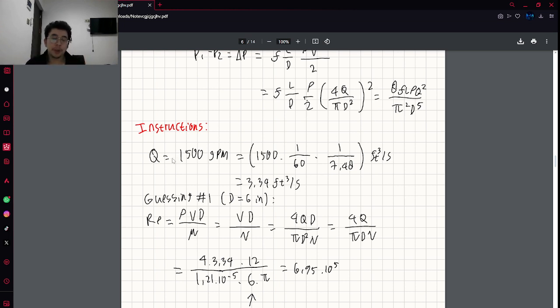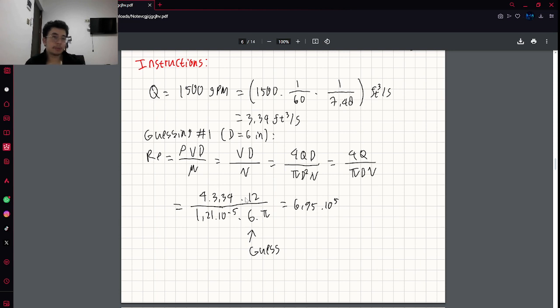first we actually convert this into feet cubic per second by first converting minutes to seconds, which is divided by 60, and then gallons to feet cubic is basically divided by 7.48. We got 3.34 feet cubic per second.